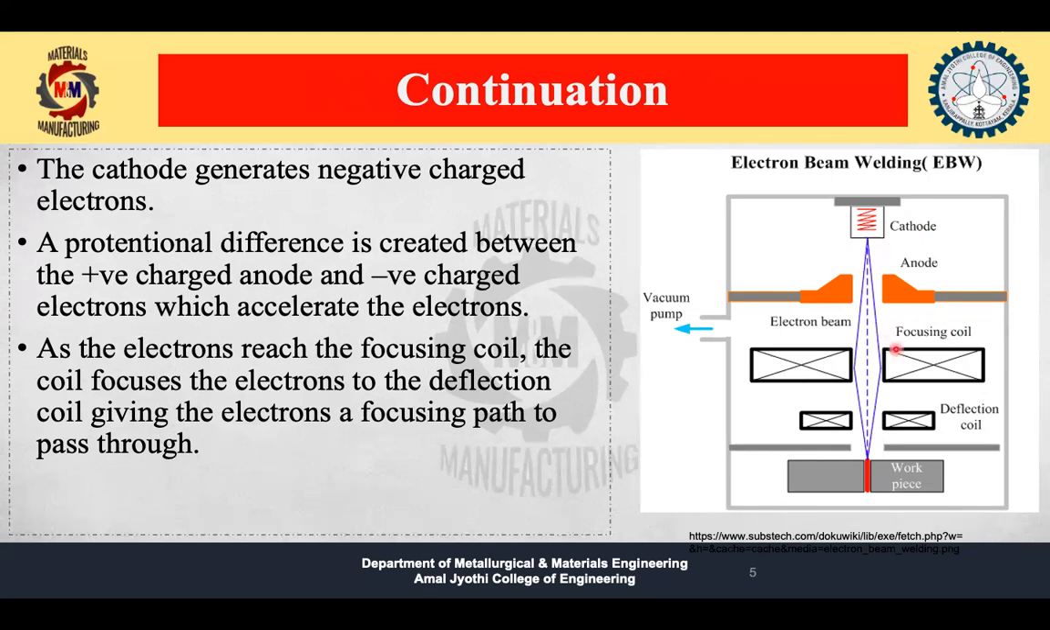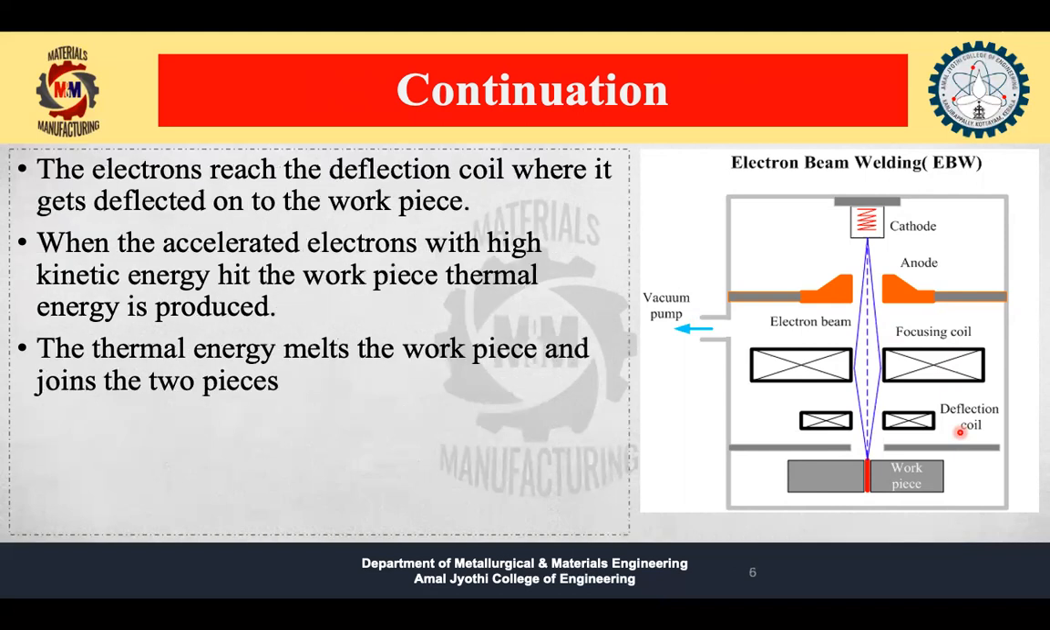Below you can see a focusing coil. A focusing coil basically acts as a lens where it takes the upcoming electrons and gives them a path to flow. It focuses them towards a certain path. It lets the electrons flow through a path. And below here we have a deflection coil. The deflection coil deflects the upcoming electrons onto the workpiece, which is the metals. So when the accelerated electrons with high kinetic energy hit the metal surface, thermal energy gets produced. And the thermal energy is what melts and fuses the metals, and the two pieces get joined.